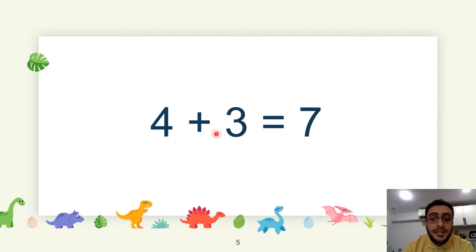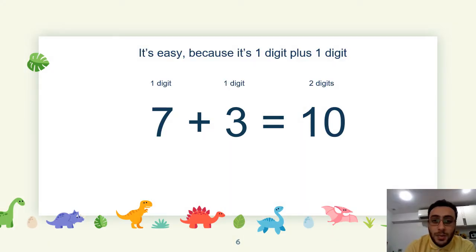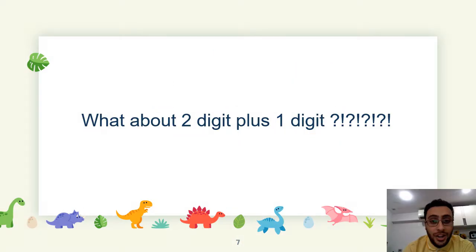4 plus 3 equals 7. Easy. What about this one? 7 plus 3 equals 10. Now you see, 7 is a one-digit number, and 3 is also a one-digit number. But when you add them together, they become 10, a two-digit number. Wow, like magic.